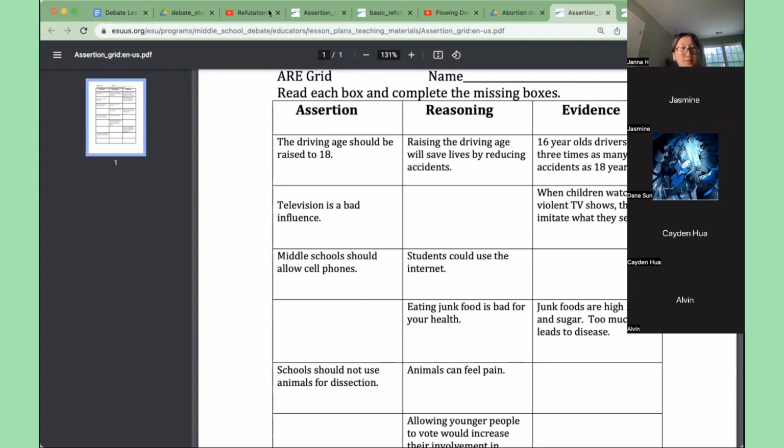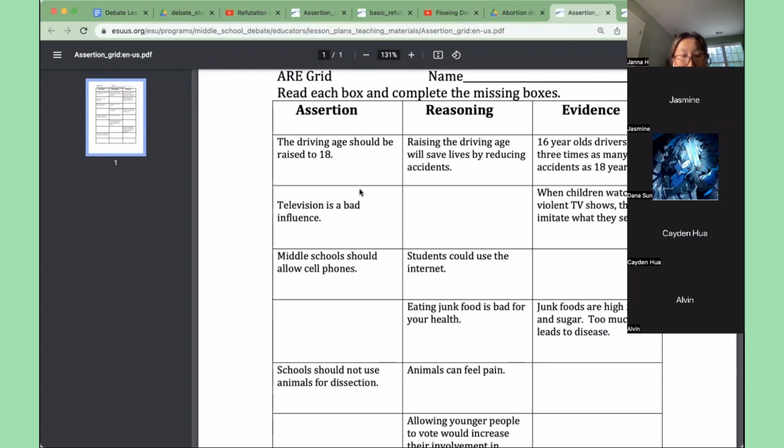Okay, so evidence is just any facts that can back up a claim. So what possible evidence could back up the claim that middle schools should allow cell phones? Like, it lets you communicate with your parents. Oh no, that would be reasoning. Never mind. Yeah, that would be really good reasoning though.